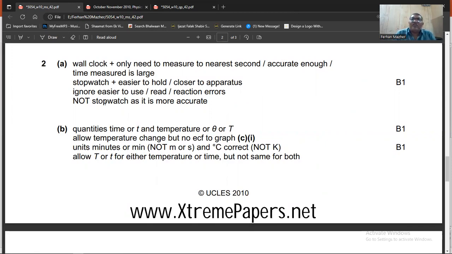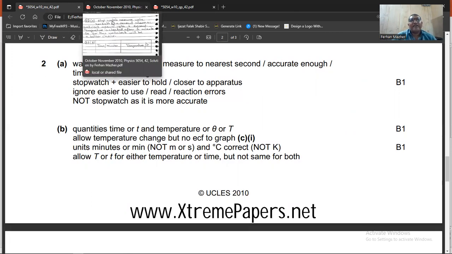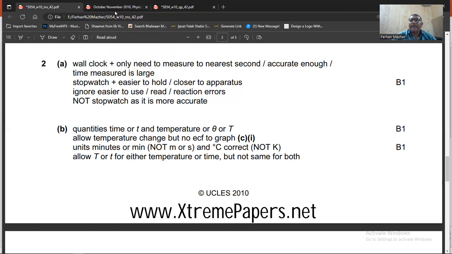And so I don't need that precise time, because I need to measure the temperature after 1 minute. I'm going to use the thermometer. So the wall clock will be measuring up to 1 second. That is enough for this thing. That precision is enough.